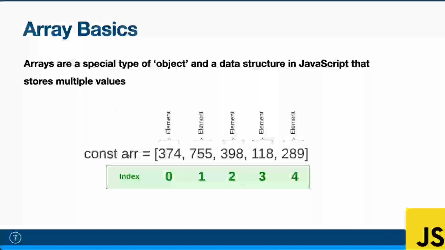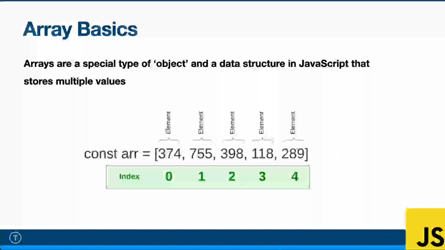You can see we have a variable called arr, and arrays are surrounded in brackets. The values inside of an array are surrounded in brackets, and the values are called elements. Each one of these is an element in this array. Now, elements can be numbers, strings, booleans, any data type. You can even have arrays within arrays.